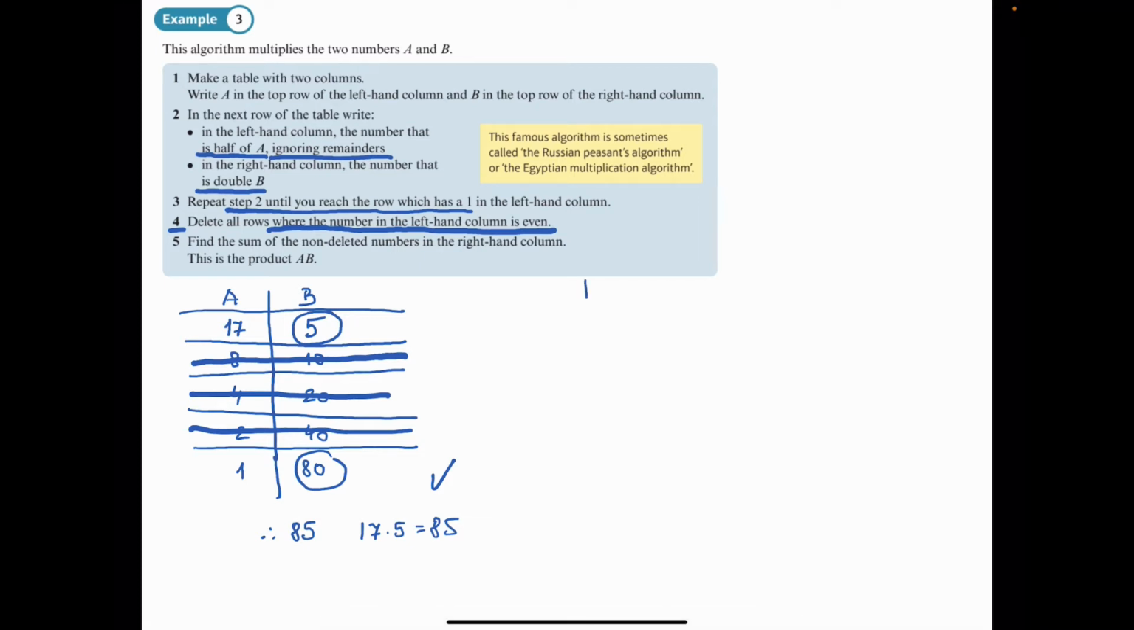Let's do one more, and you try on your own. Let's do 66 and 56. Okay, you can pause the video, try to do it, and then play on, and I will show you the answer and the numbers.